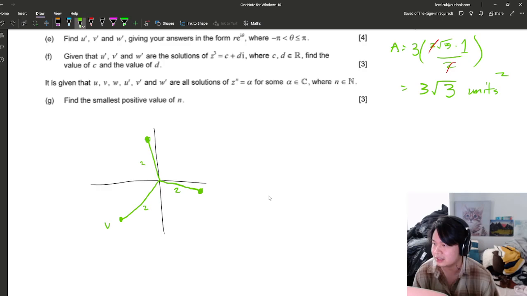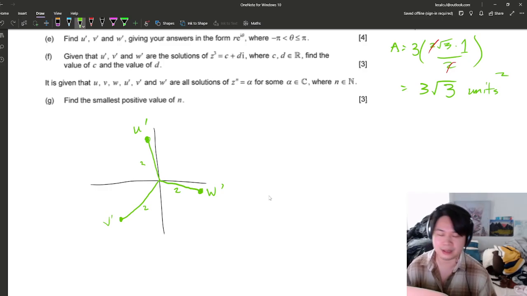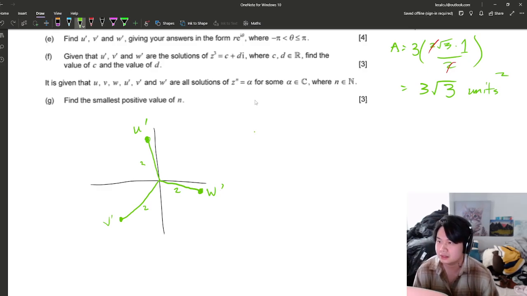So this is, I forget which one is which. I think this one is V, right? This one's W, and then this one is U. So these are the rotated versions. Okay, you didn't need to do this, but whatever. Because they want the Euler form. So U, V, W.